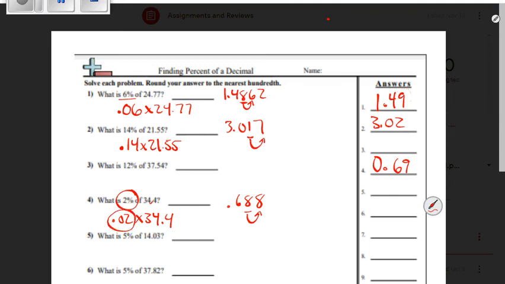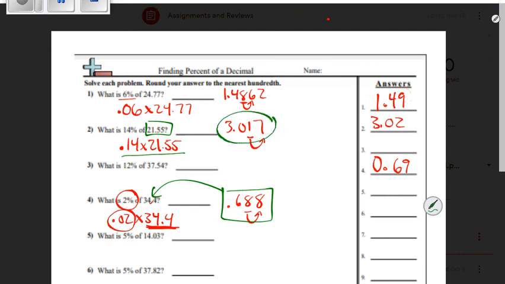Okay, the key to this is understanding when I'm looking at 2%, what I'm basically trying to figure out is what's 2% of the $34.40. Every time what we're doing is when we get our answer, we just got a piece of what we started with. We only got 2% of that. In this one here, I started with $21.55. When I multiplied it, this $3.02 is actually 14% of that. Okay? Hopefully that helps you out when you're trying to find percentages of numbers.